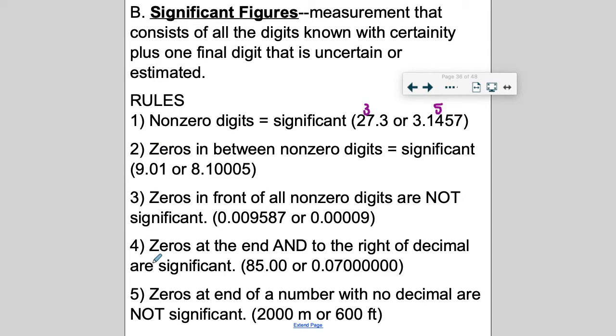Okay, the next 4 rules all apply to zeros. Zeros in between non-zero digits are significant. You see this 0, it's sandwiched in between 2 non-zero digits, so therefore we count it as significant. So how many sig figs are in this number? 3.